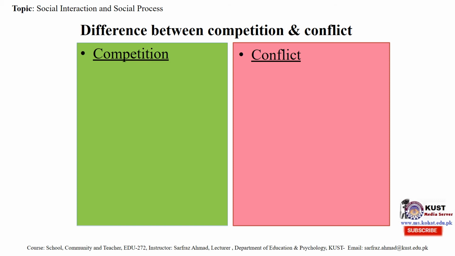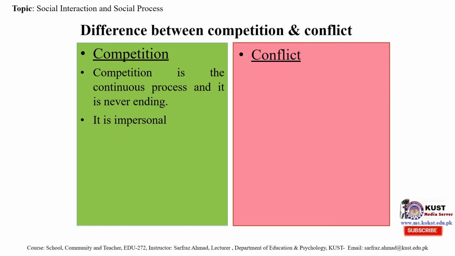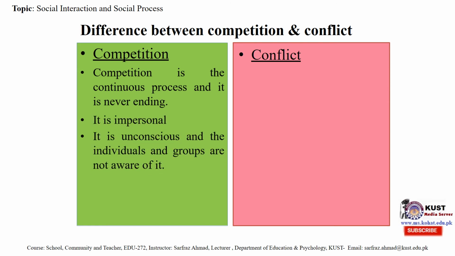Now, what is the difference between competition and conflict? Competition is basically a continuous process and it is never ending. It is impersonal. It is unconscious, and the individuals and groups are not aware of it. It encourages hard work. It is based on non-violence.